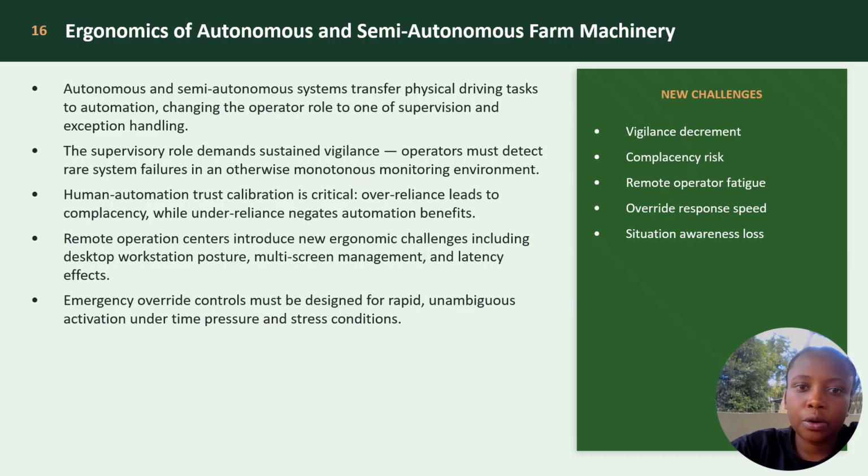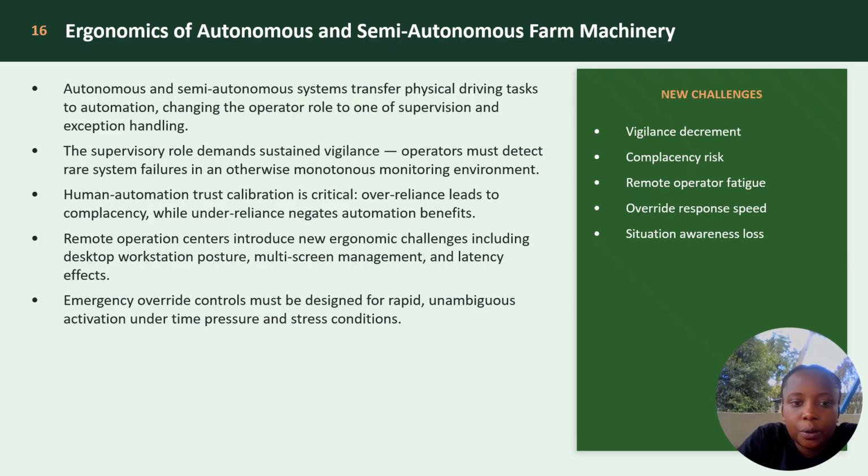Topic 16: ergonomics of autonomous and semi-autonomous farm machines. First, autonomous and semi-autonomous systems transfer the physical driving task to automation, changing the operator's role into one of supervision and exception handling. Second, the supervision role demands sustained vigilance. Operators must detect system failure in an otherwise monitoring environment. Third, human-automation trust calibration is critical. Over-trust leads to complacency, while under-trust negates automation benefit.